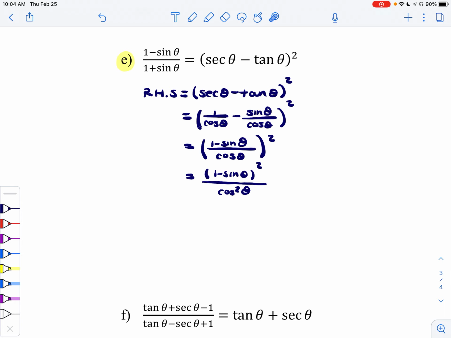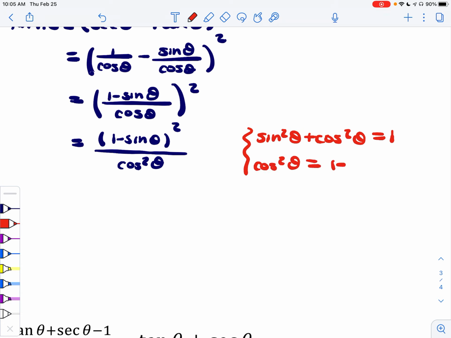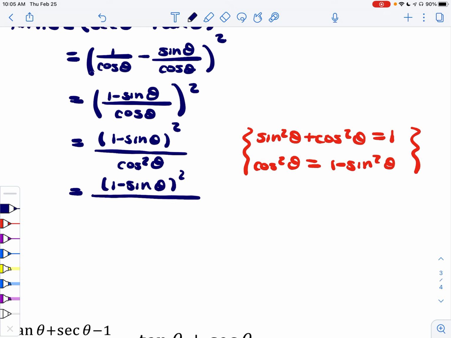So kind of distribute that square to both the numerator and the denominator. Okay. Now looking toward where we're trying to get to, we don't want any kind of cosine in the denominator. So I'm going to use my Pythagorean identity in order to swap out that cosine squared for a sine squared. So once again, remembering our Pythagorean identity, sine squared plus cosine squared is equal to 1. We know that cosine squared is equal to 1 minus sine squared. All right, so making that substitution, you'll have a 1 minus sine squared in the denominator.